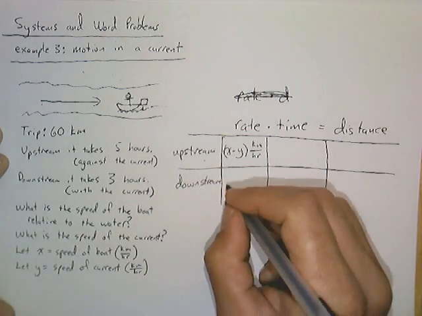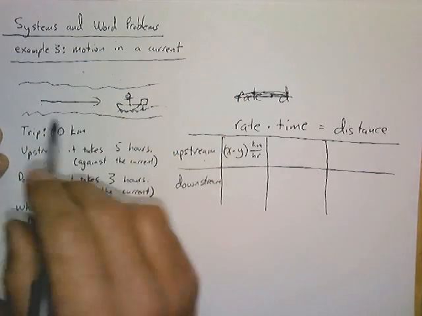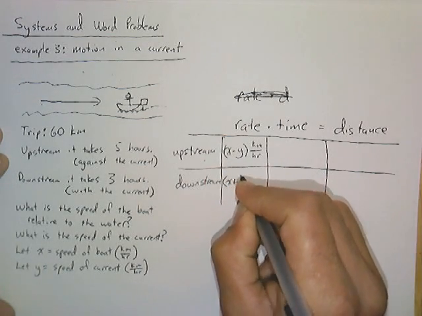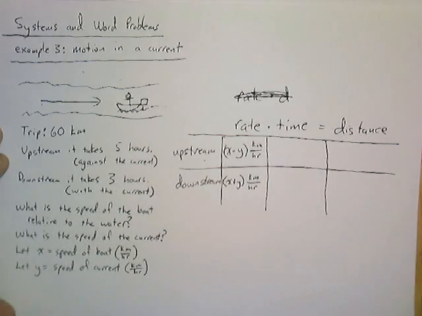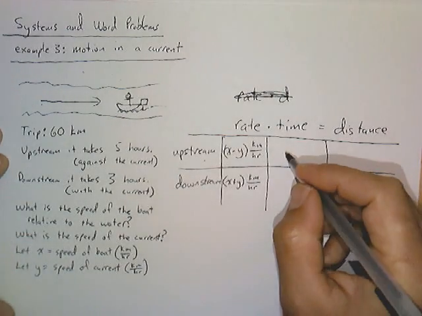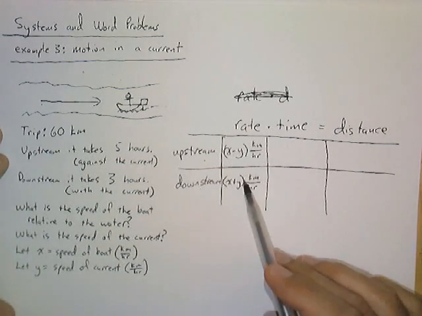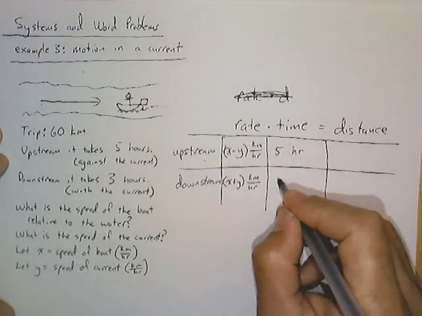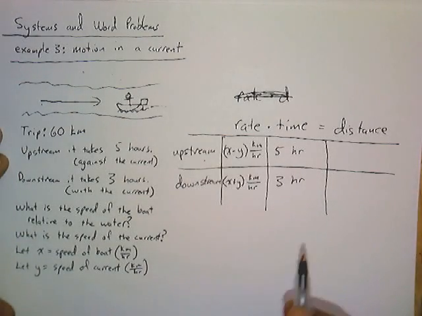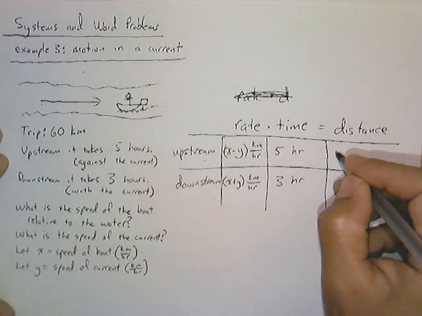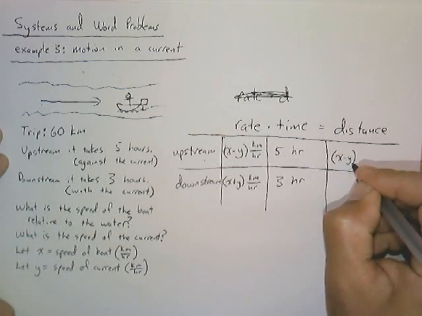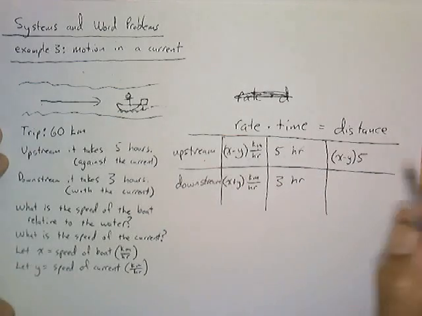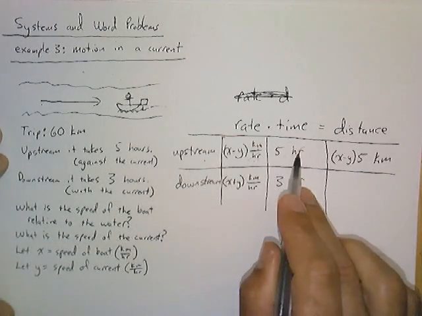Going with the current, or downstream, well, he's moving back this way, so you've got the speed of the boat, but he's going to be pushed along by the speed of the current as well. So that's going to be x plus y kilometers per hour. The time at each of these different rates, well, upstream it takes 5 hours. Downstream it takes 3 hours. But rate times time equals distance. So we have x minus y in kilometers per hour times 5 hours. Units left, of course, are going to be just kilometers. The hours on bottom cancel with the hours here.